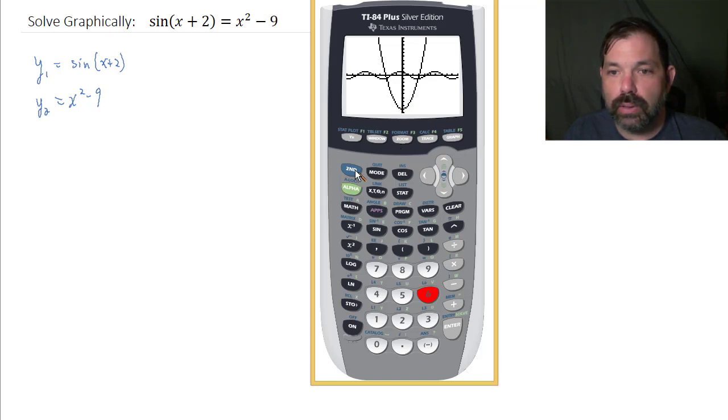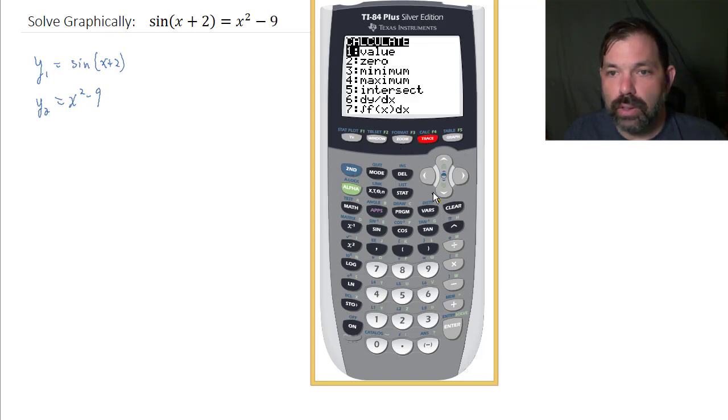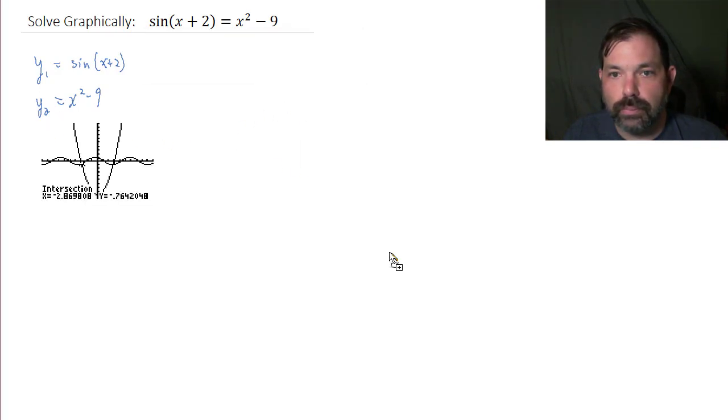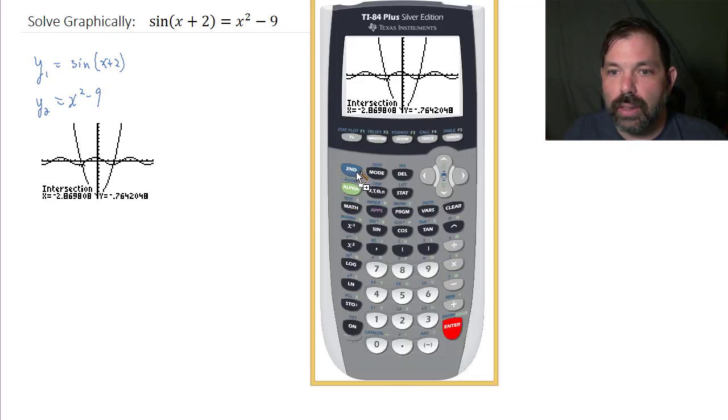So let me calculate them. Calculate intersect. And the first curve is the sine of x plus 2. The second curve is the x squared minus 9. And let me move my cursor. I'll go to the left first. My guess. So there's 1. All right, let me go back.